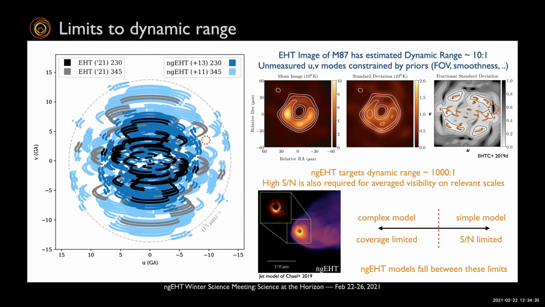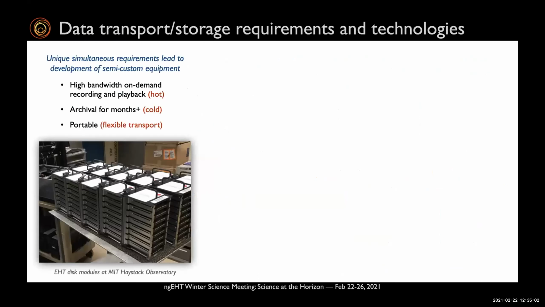And I just put this little demonstration on the bottom. As a general rule of thumb for a complex model like a movie, a wide field of view, dynamic range is often coverage limited. As our model becomes simpler, dynamic range is signal to noise limited. And many of our M87 or many of our ngEHT source models are going to fall somewhere in between these cases. So we'll have to worry both about sensitivity and coverage.